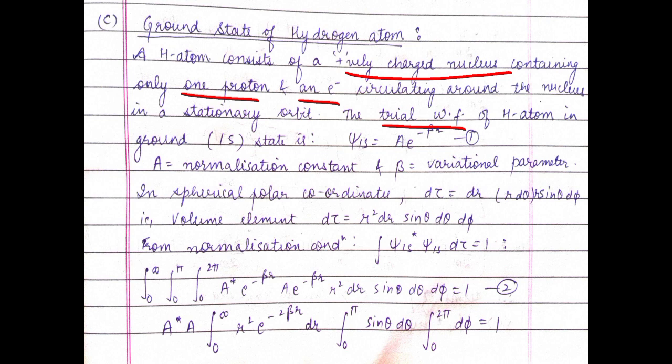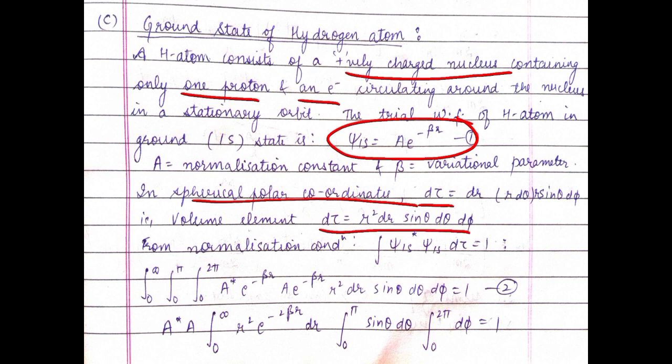We assume the trial wave function of the hydrogen atom to be psi 1s equal to A e raised to minus beta r, where 1s is the ground state of the hydrogen atom. So equation 1 will give us the trial wave function of the hydrogen atom, in which A is a normalization constant and beta is the variational parameter. Now since we have used r coordinates here, we will use spherical polar coordinates. So the volume element d tau will be equal to r squared dr sine theta d theta d phi, which is the volume element of spherical polar coordinates.